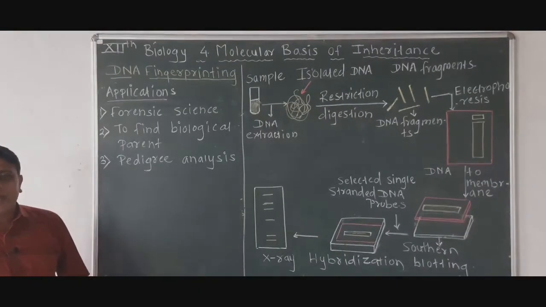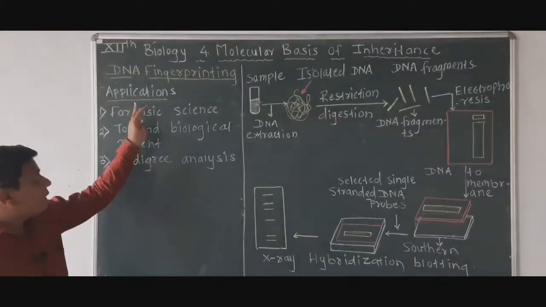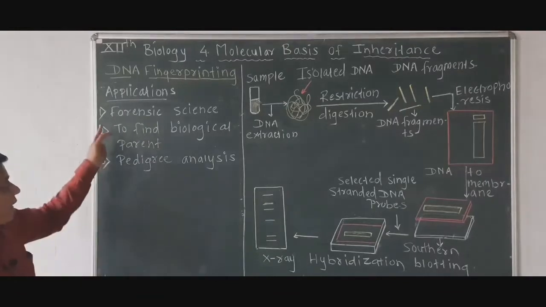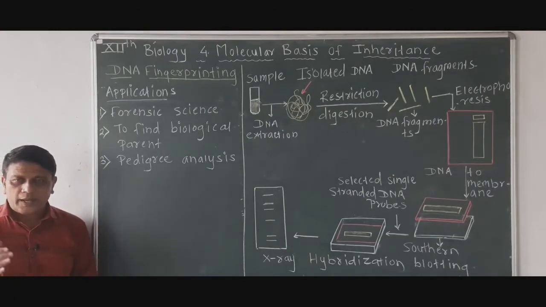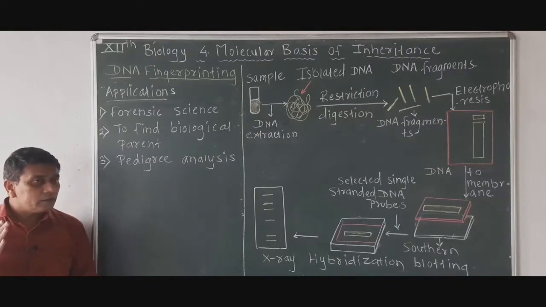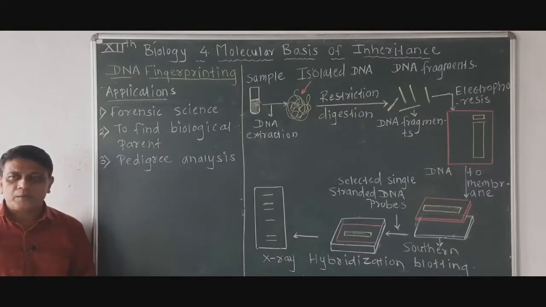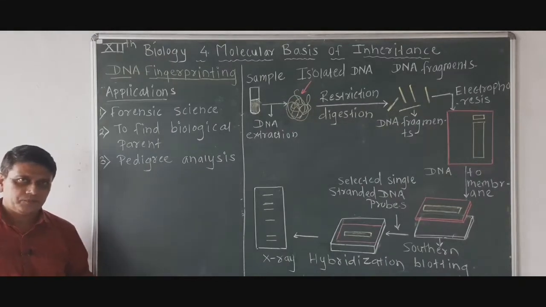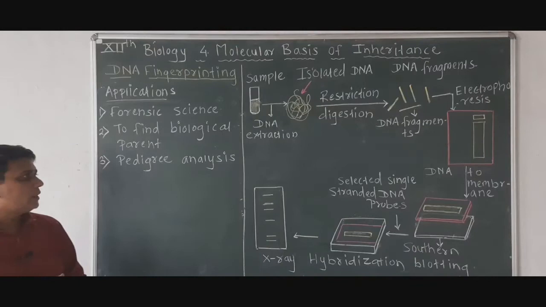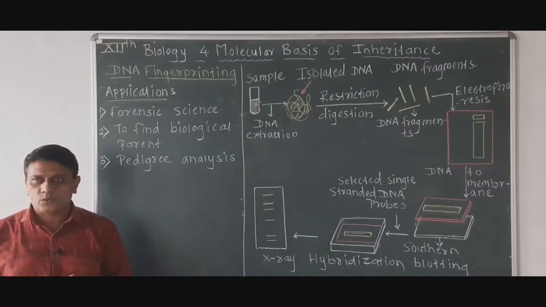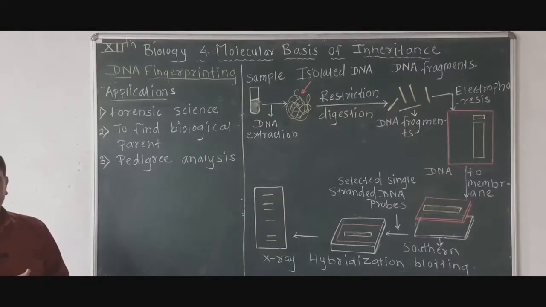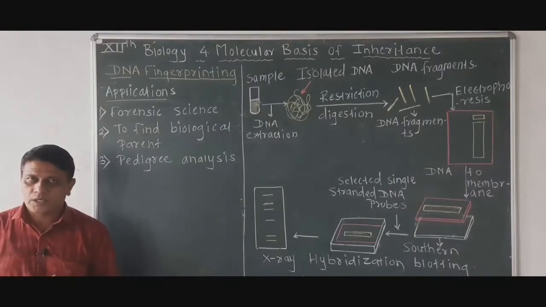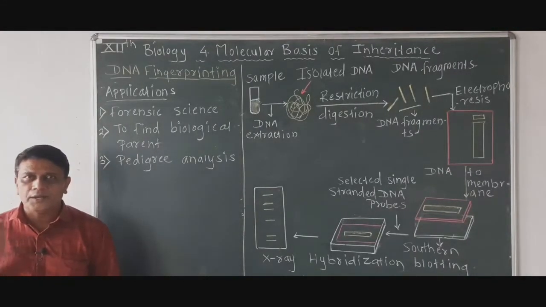Now we will see the applications of DNA fingerprinting. The first application is forensic science. Now forensic science deals with criminal laws, and during the investigation of some difficult murder cases or to find out criminals, the DNA fingerprinting technique is used. The samples from the crime scenes are collected and then analyzed for DNA samples, and accordingly the criminals are detected.